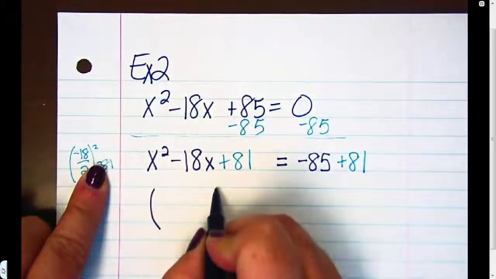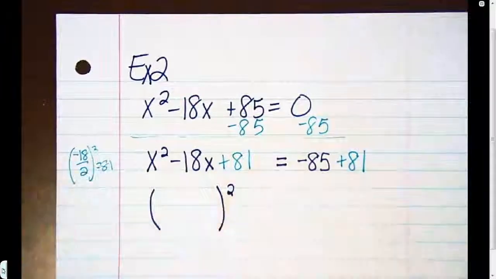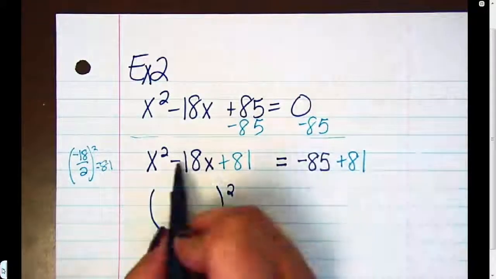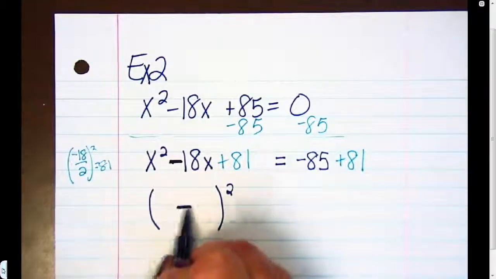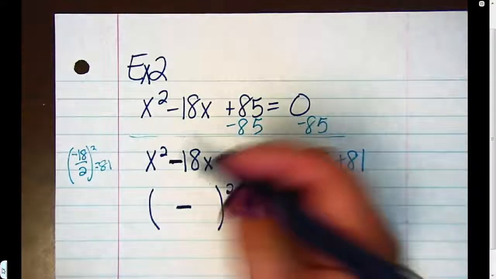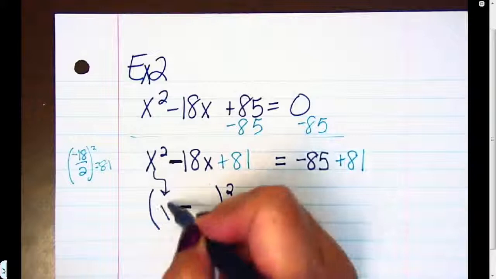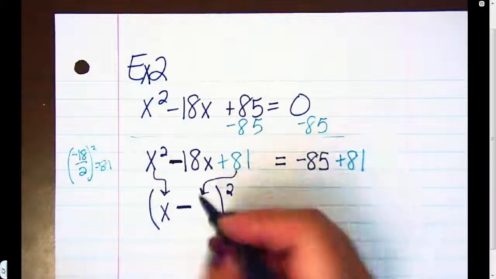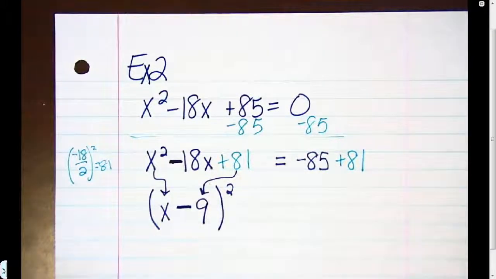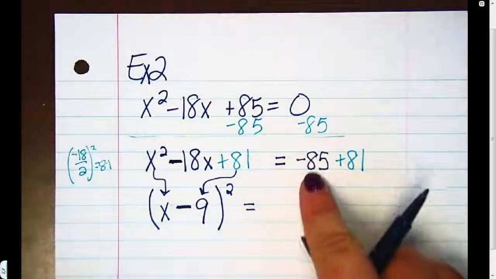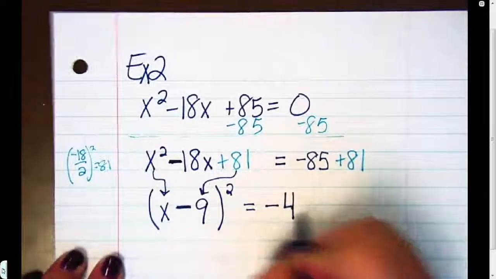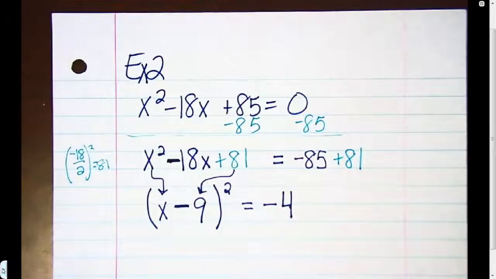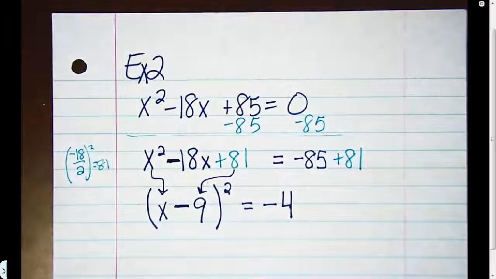So you're going to put parentheses with a little 2 every single time. Whatever the sign is in the middle for that b term goes inside the parentheses. Take the square root of the first and take the square root of the last term. Negative 85 plus 81 gives us negative 4. Again, now we're ready just to solve by taking square roots.